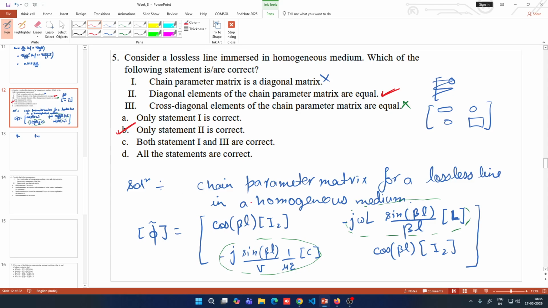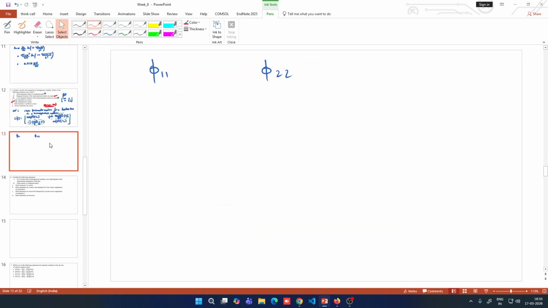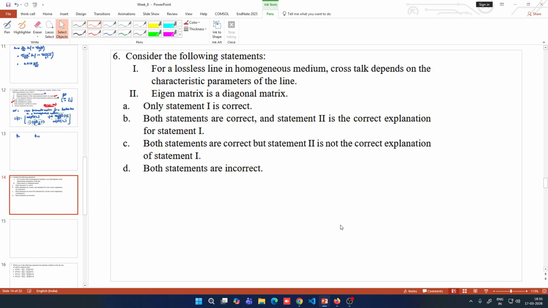I hope this is clear. If you have any doubt like how I have written this chain parameter matrix, you can refer to lecture number 40, the last lecture for this week. It's been discussed in lecture 40. You can see how this matrix came. So I hope this is clear. Now we will move on to question number 6.